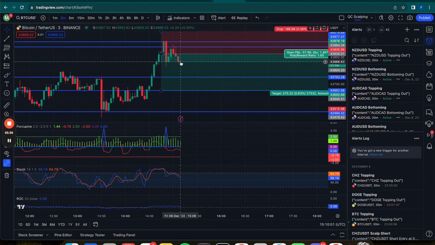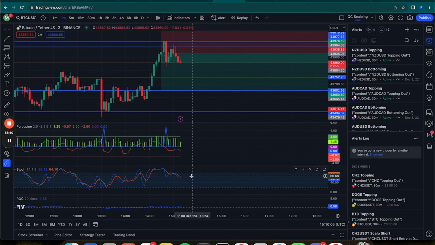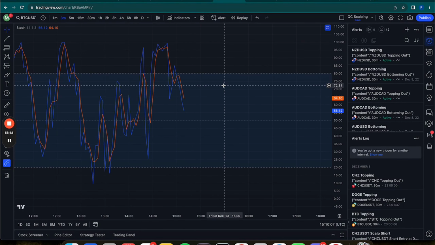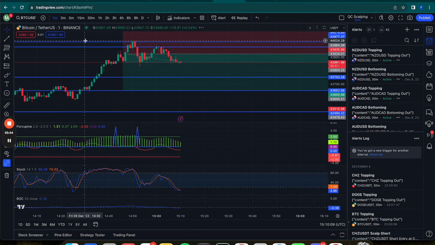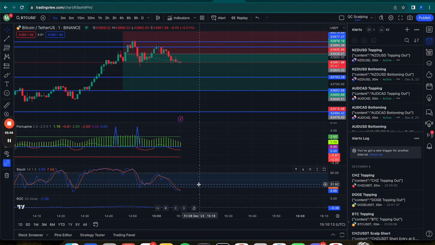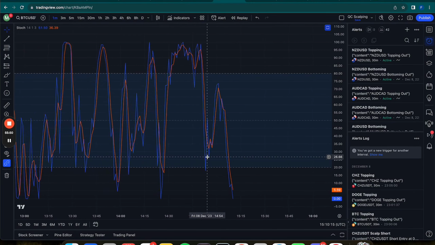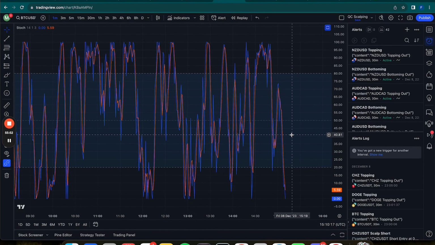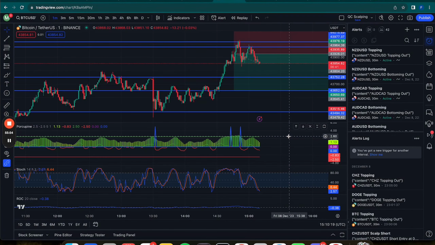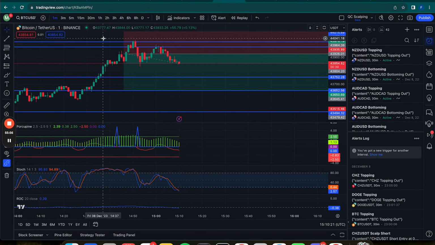Our 3 minute tried to bounce up, but didn't. Great sign. Stochastics going further down. Great sign. 1 minute, we're bottomed out here. So we bottomed out at the bottom of the range, which is not something that's great. We're actually really, really low here. So two things can happen. Who knows?